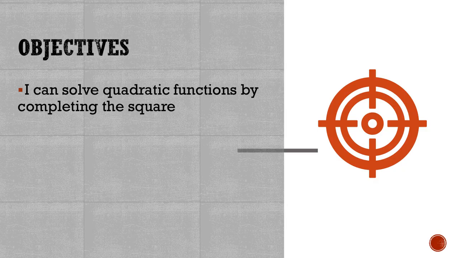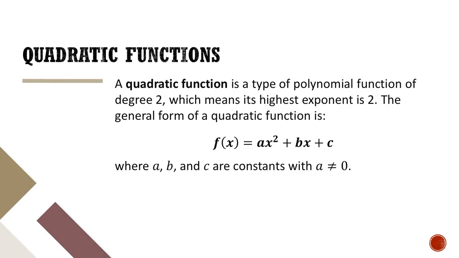Hello and welcome. Let's finish section 3, part C, on quadratic functions or equations. The main goal today is to solve a quadratic function by completing the square. Just a reminder, quadratic functions have the form f(x) = ax² + bx + c, where a, b, and c are constant real numbers and a is not equal to 0.